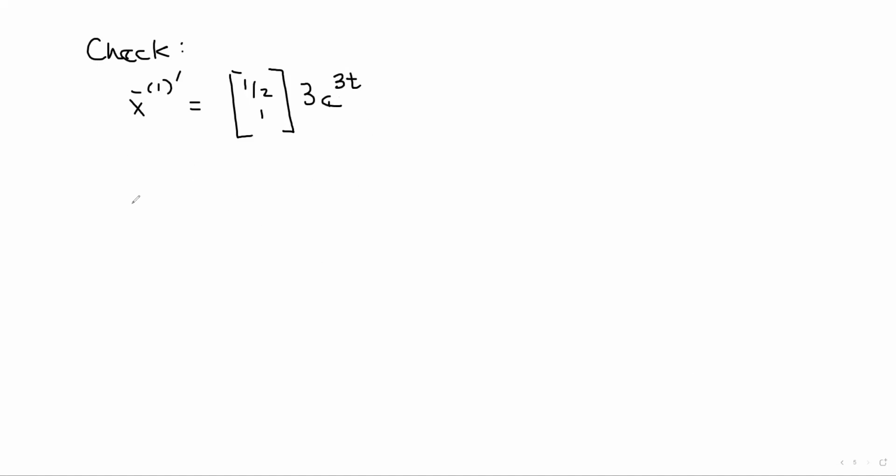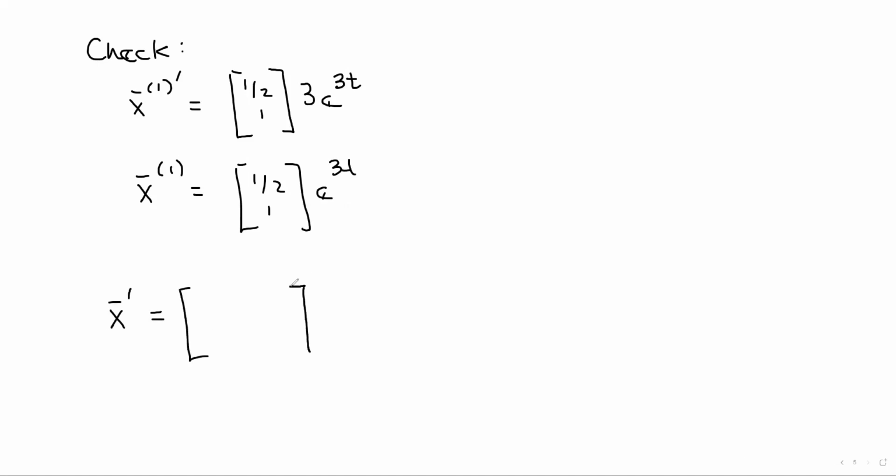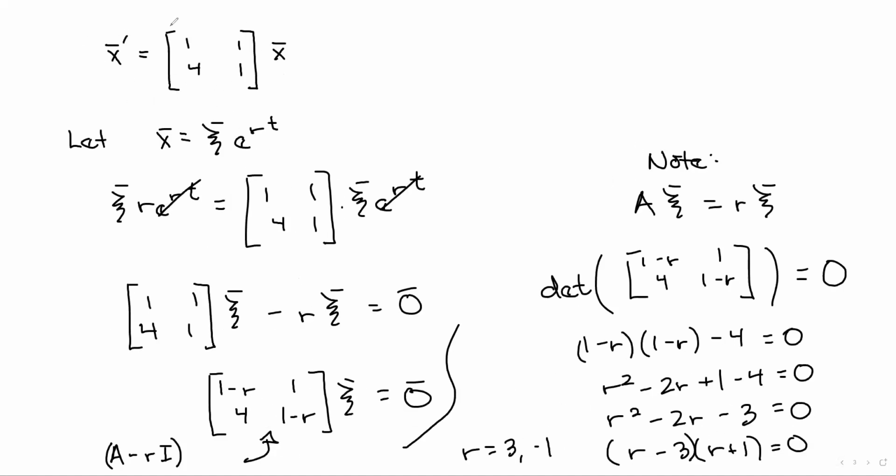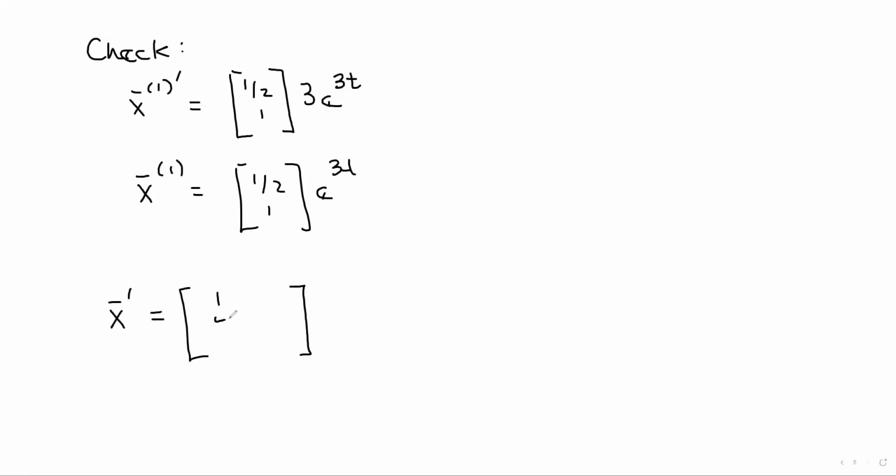Okay, and then so we know what x1 without the prime is. It's just that, the 3t. And then what we were looking for was something that satisfies this. So we need 1 4 1 1. Okay, and then the question is, if you took those and plugged them in here, would it work?